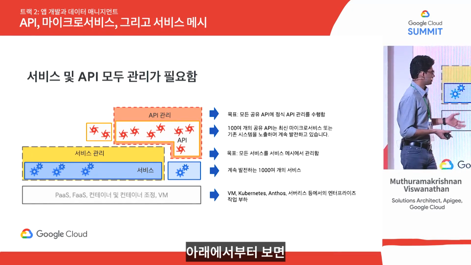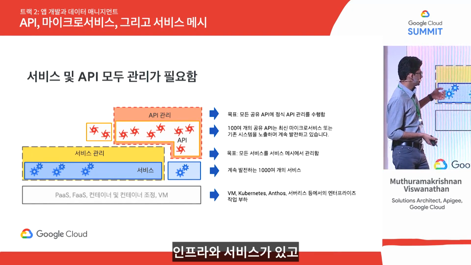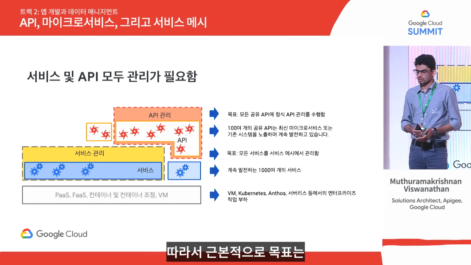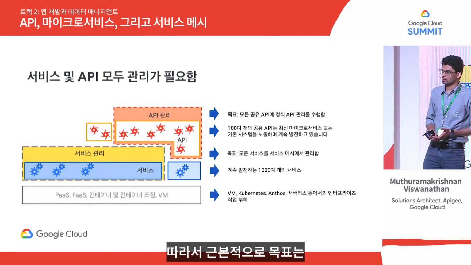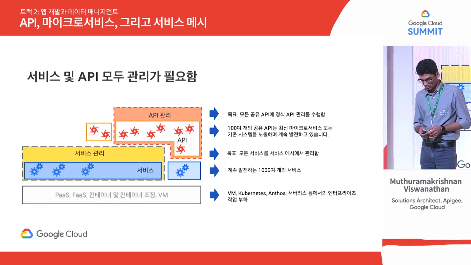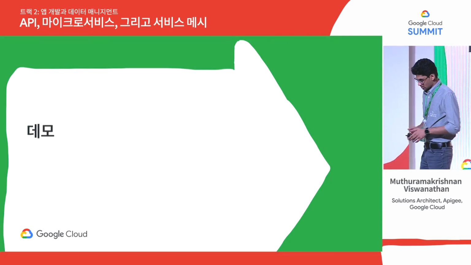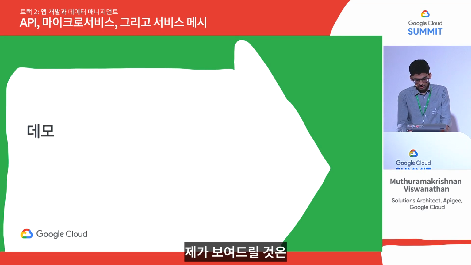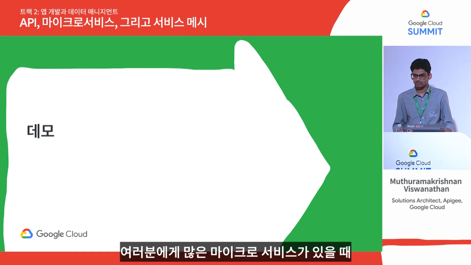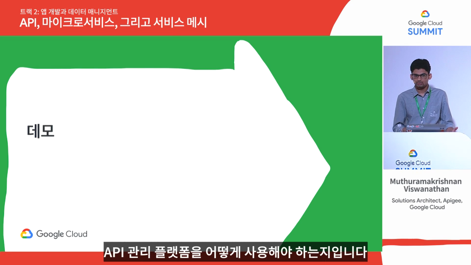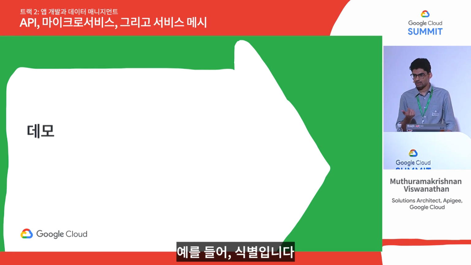So if you come from a bottom-up approach, you've got infrastructure, you've got services, and at the end of the layer, you've got API management. So essentially, the goal is to get all the services and the APIs managed efficiently. Now let's quickly take a look at a demo where I'll walk you through how we've got a bunch of microservices and how you can use an API management platform to do some of these things that we just described, like, for example, authentication.